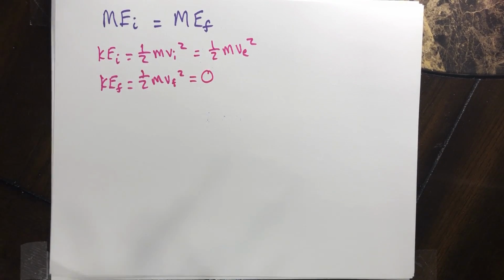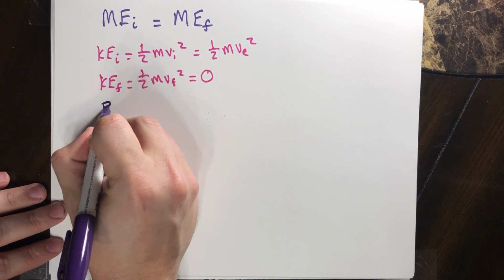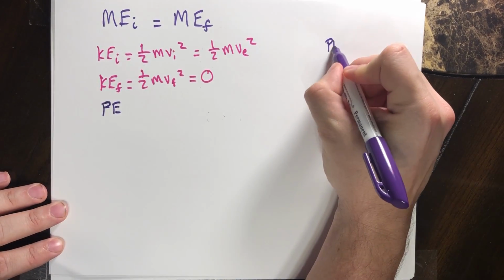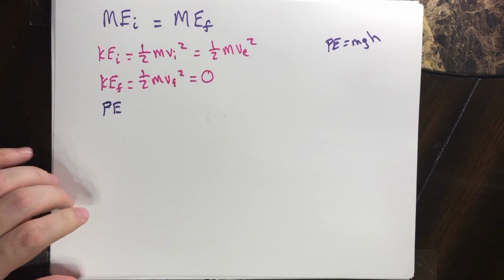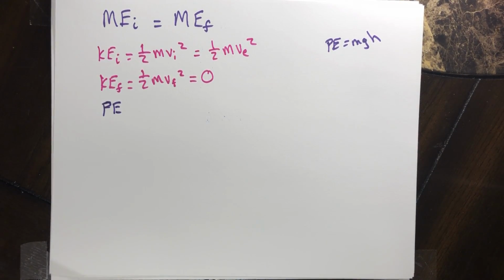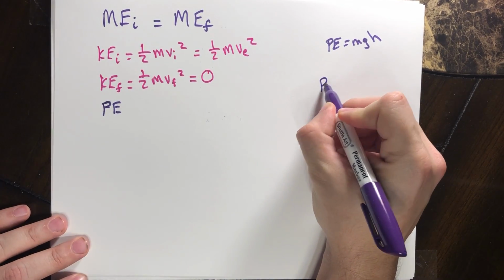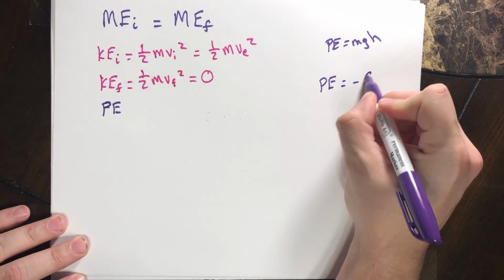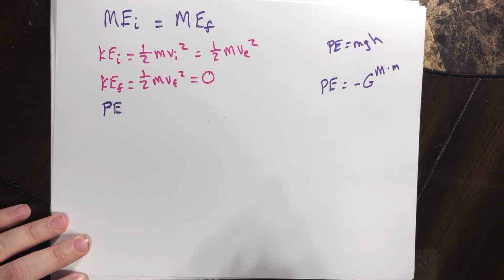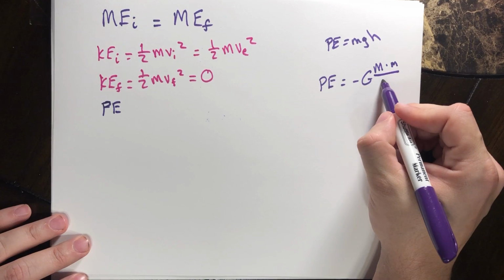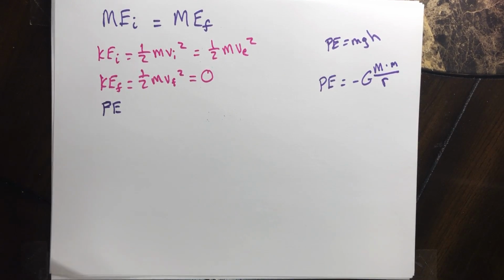Okay? When it comes to potential energy, normally it is just mass times little g, acceleration due to gravity, times the height above the ground. Now, when you are dealing with something that gets much, much farther away from Earth, you can no longer use this equation. We have to use an equation that looks like potential energy is negative big G, which is our gravitational constant, big M, which is the mass of the planet, little m, which is the mass of the object, over r, which is the distance from the center of the planet to the object. Okay? So that's the equation we're going to have to use.